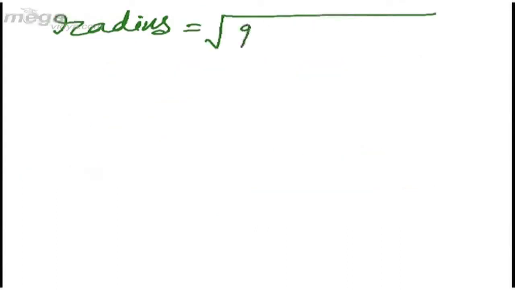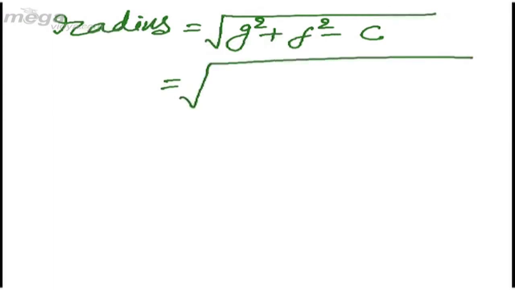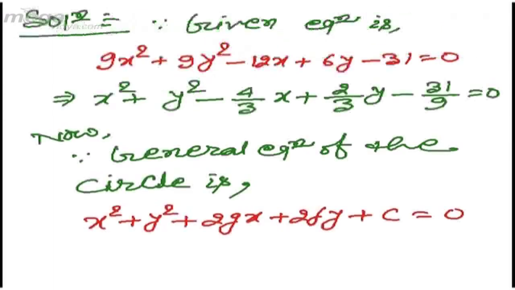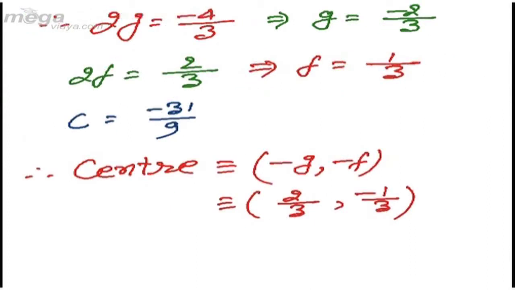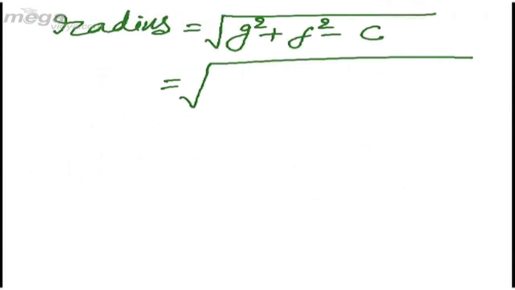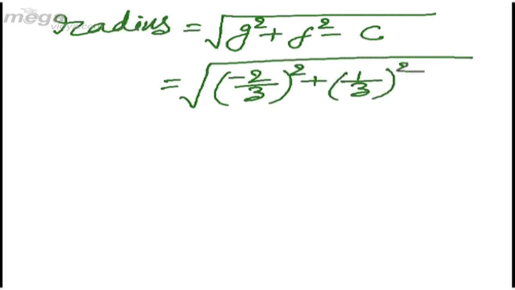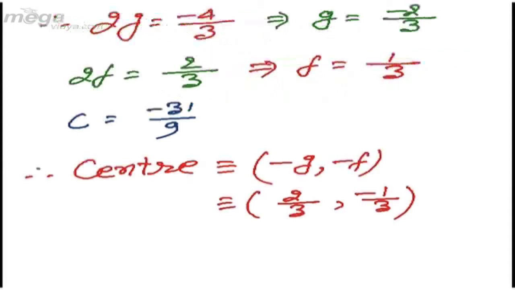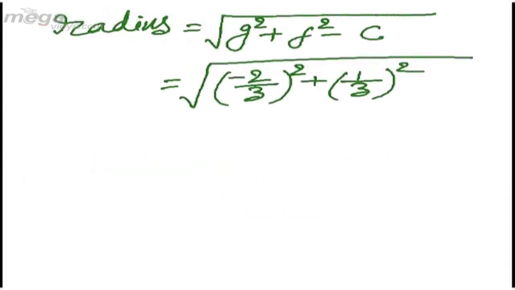using the formula, it is square root of g square plus f square minus c. Now g is minus 2 by 3, f is 1 by 3, so it is minus 2 by 3 whole square plus 1 by 3 whole square, and the c is minus 31 by 9, so we'll write minus 31 by 9.